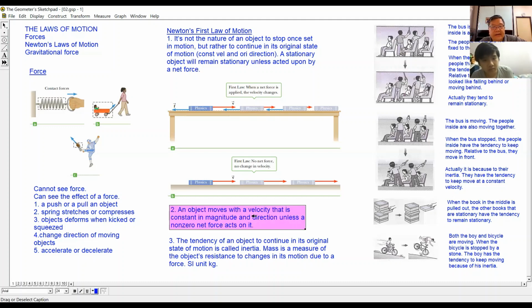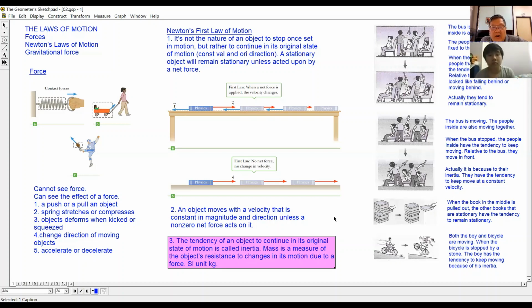Okay, we look at the second one. An object moves with a velocity that is constant in magnitude and direction. So if an object moves like this, with constant velocity and fixed direction, that means there's no net force acting on it. Number 3, the tendency of an object to continue its original state of motion is called inertia, right?